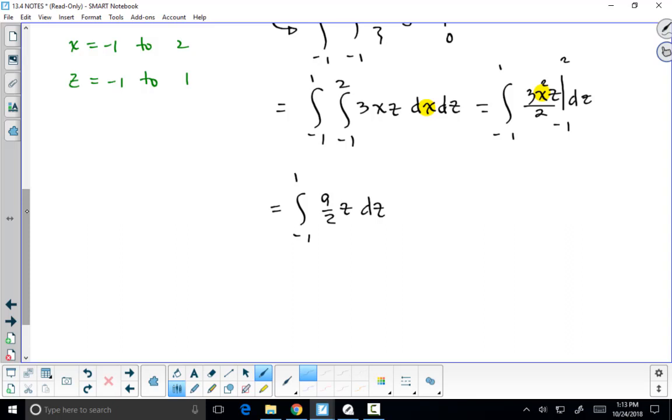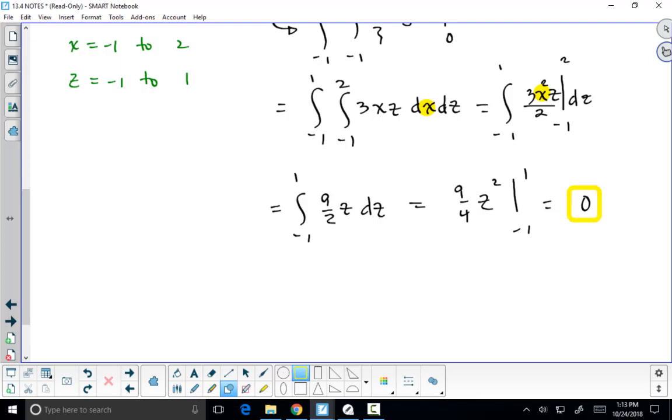And then, of course, we just integrate with respect to z. So we get 9/4 z squared, from -1 to 1. Plug in the 1, we get a 1. Plug in the negative 1, we get a 1. Isn't it 0? 1 minus 1 is 0. So we get a very unsatisfying answer of 0.